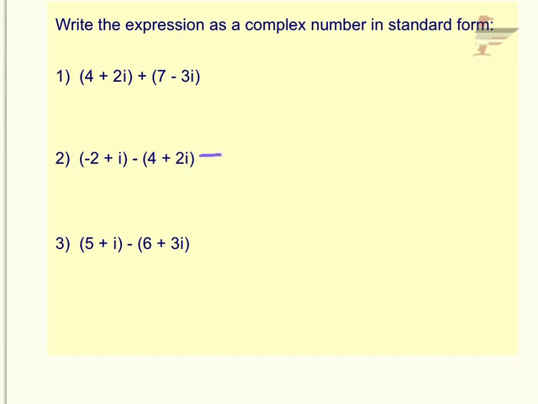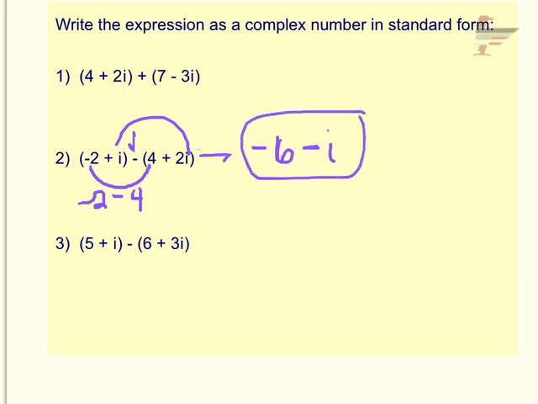More examples with that. Let me just show you subtraction real quick. Again, just think about it like combining like terms. This negative 2 will go with this 4, so you have negative 2 minus the 4, because of the subtraction, will be a negative 6. Negative 6. And then an i minus a 2i is a negative 1i, or negative i. So that'll be the answer there.